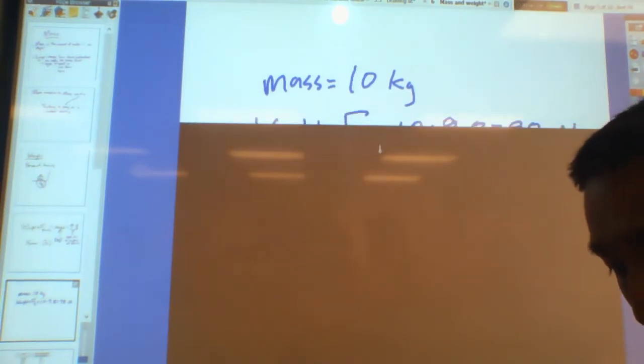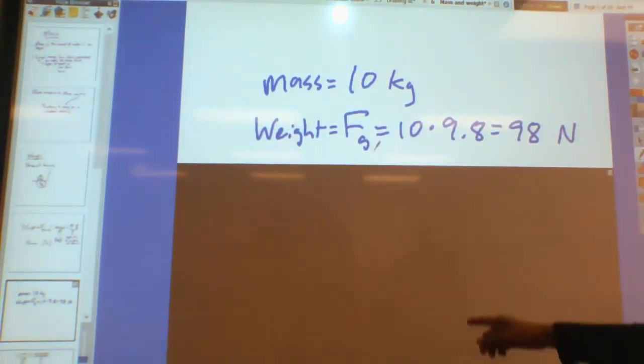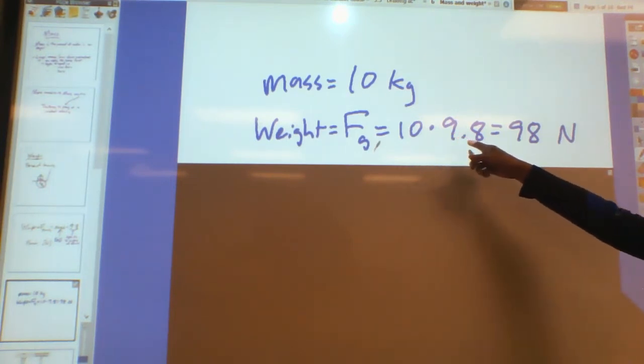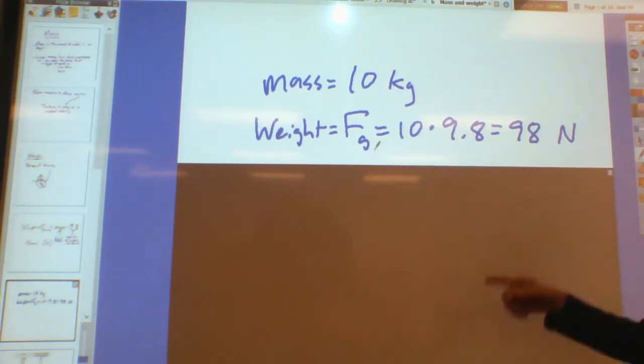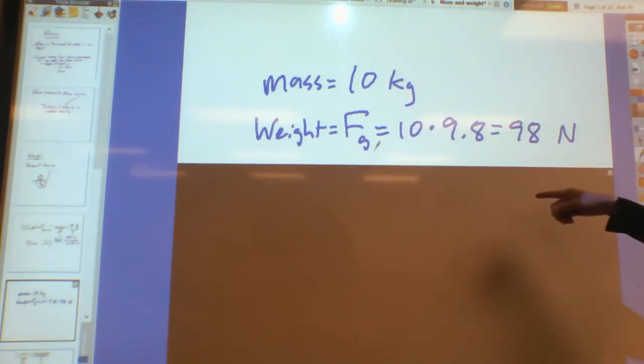Now, if you want to report the weight, the way you find weight is you calculate the force of gravity, which is to take that mass and multiply it by this number 9.8, and this guy's weight is 98 newtons. So this object has a mass of 10 kilograms and has a weight of 98 newtons. That's actually how you calculate these two things.